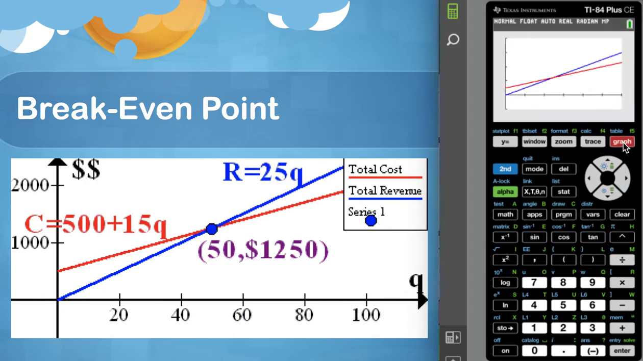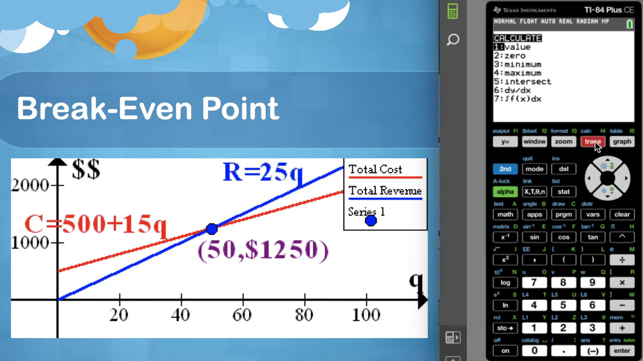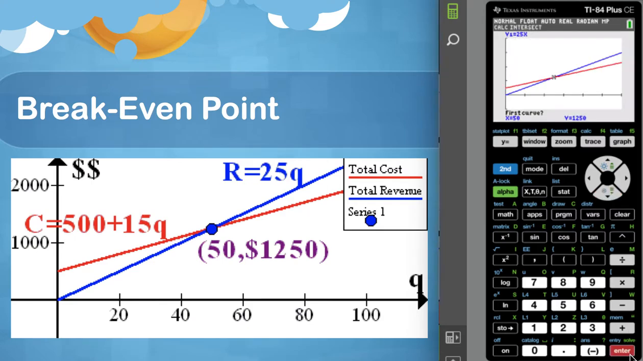When I press graph, here's a graph of the functions. What I want to find is the point of intersection. On the calculator, I'll press second and then trace for calculate, and then I will choose option number 5, intersect. The next thing I'm going to do is answer the questions. There are 3 things I have to do.